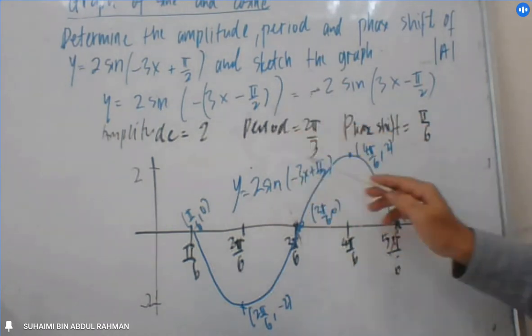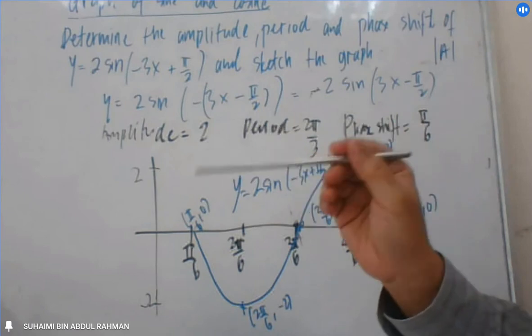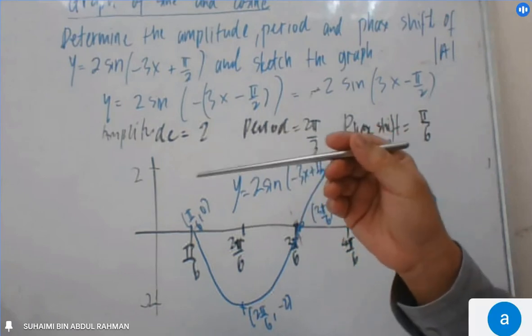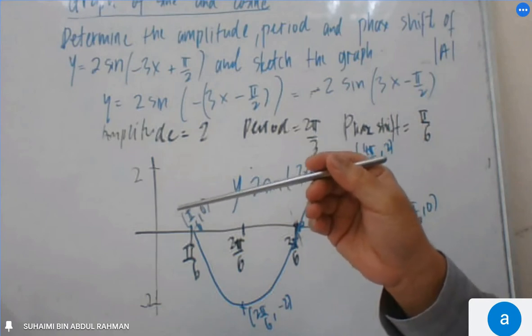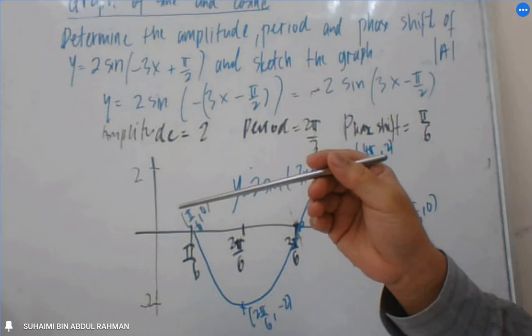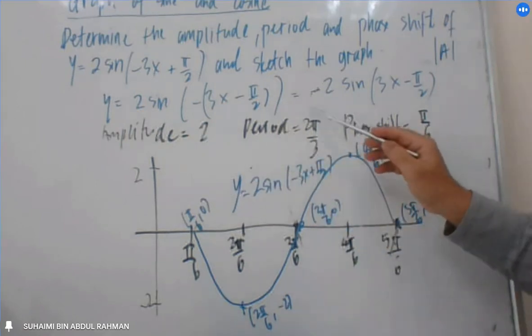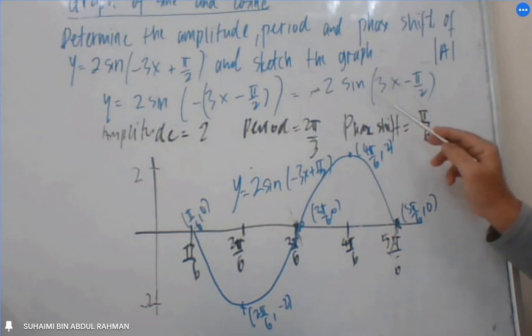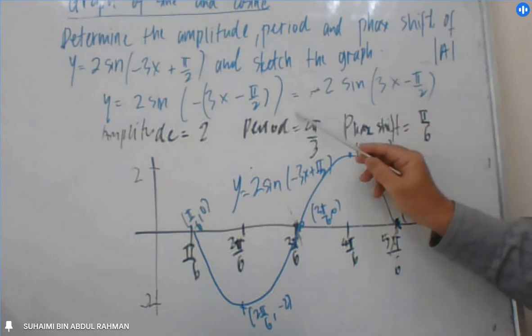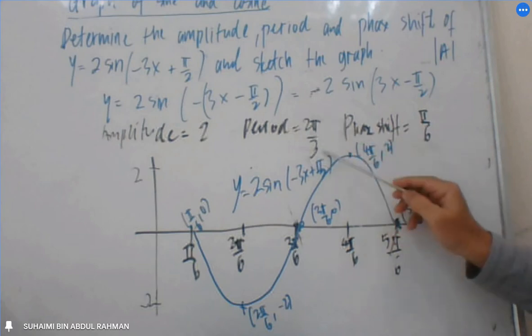Period. From the formula of period, period is what? Period is 2 pi over modulus B. B in this case, what is B? 3. So period is 2 pi over 3.